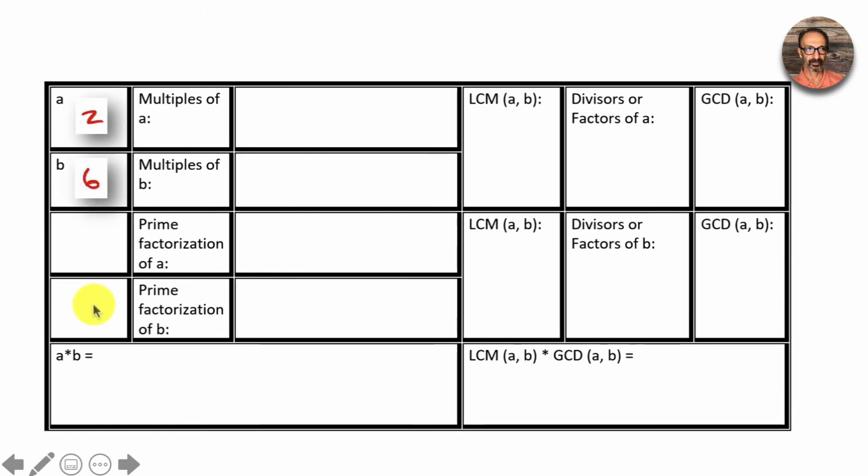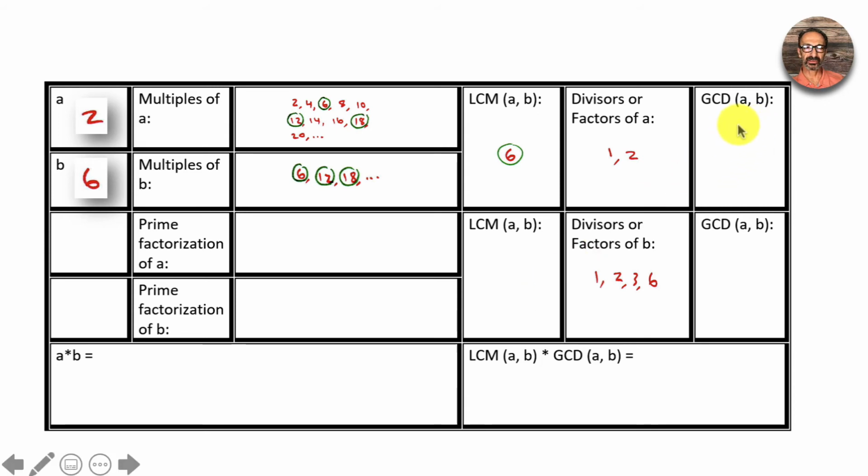Next, 2 and 6. I'll go a little bit faster now because you got the idea. And I'm saving you some time by writing everything right here ahead of time. Multiples of 2, multiples of 6. We could see the common one, 6. Divisors of 2, divisors of 6, or factors of 6: 1, 2, 3, and 6.